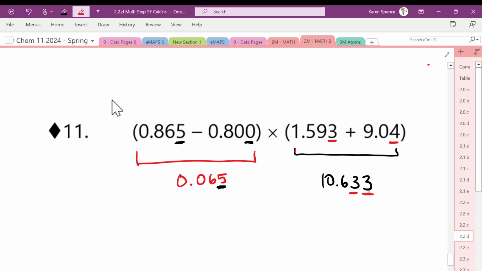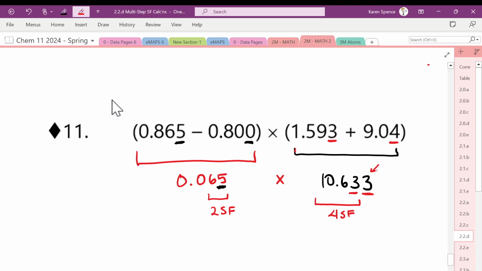Okay, so now we are going to multiply these two numbers. And when we are multiplying, we are no longer looking at the uncertain digit. We are looking at the number of sig figs. So this number has 2 sig figs, and this number has 4 sig figs. I'm not going to get rid of that 3 just yet, because if I do, I might get a rounding error.